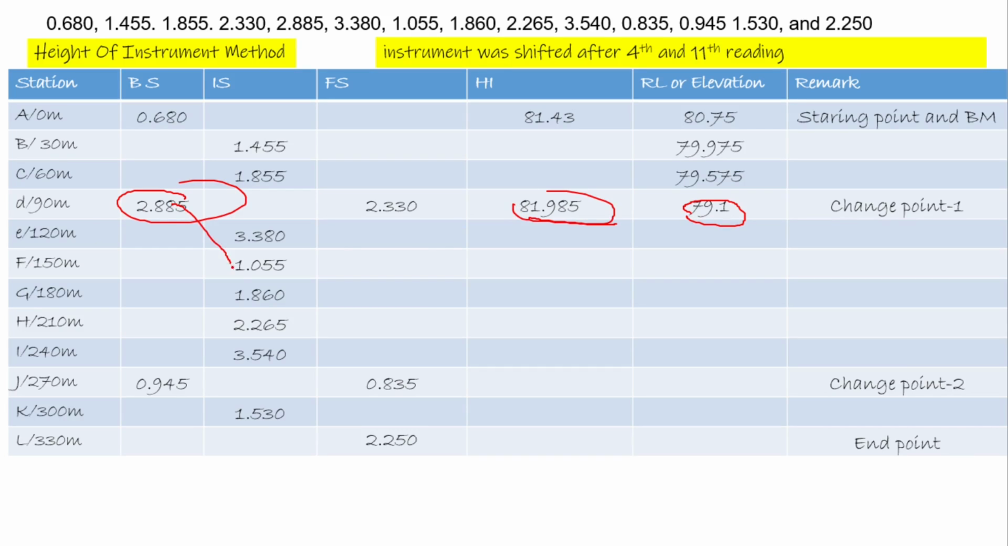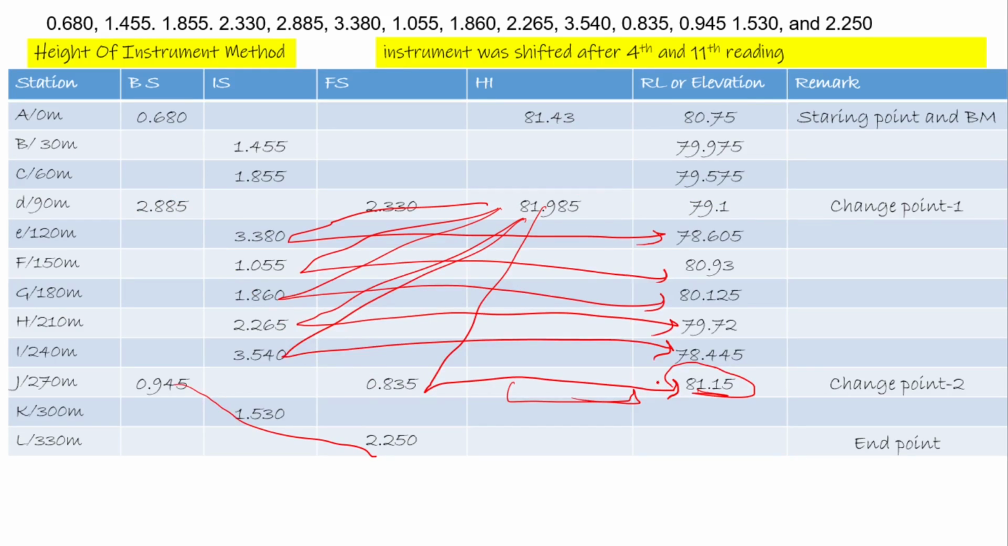Now this HI is constant up to this point. Means this is your new setup. So it is the height of your instrument. Now we have to deduct these values and we will get the RL of this point. So these are your answers.